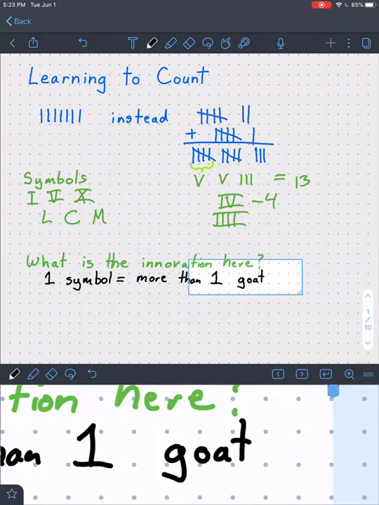Now, what happens to this system? Where are the pitfalls here? Where could this system get better? I'll give you a hint. There's a reason we don't use this system anymore.